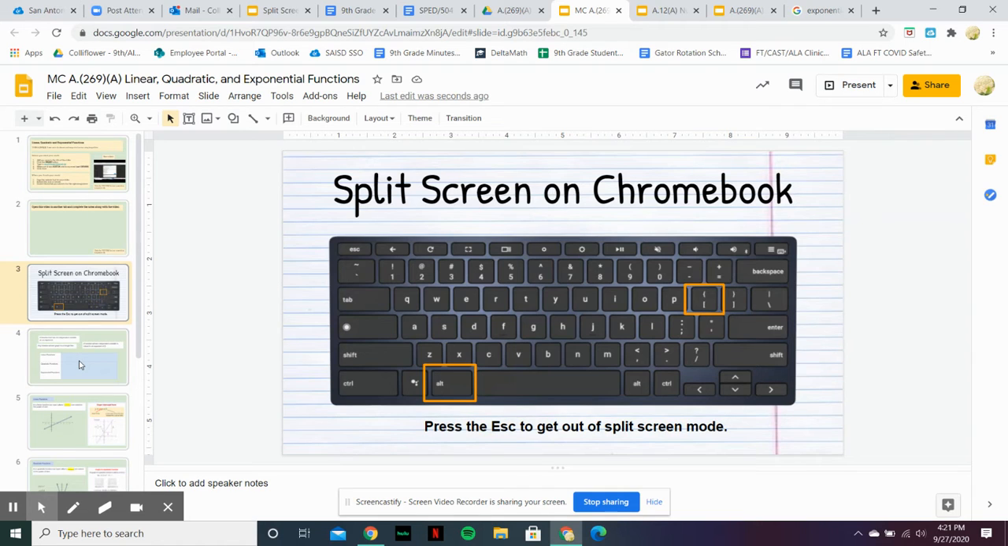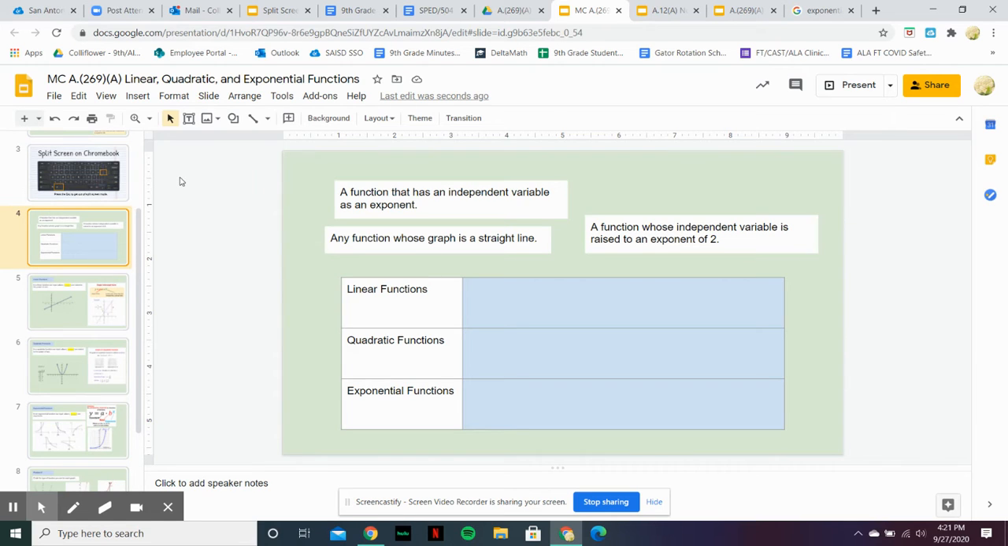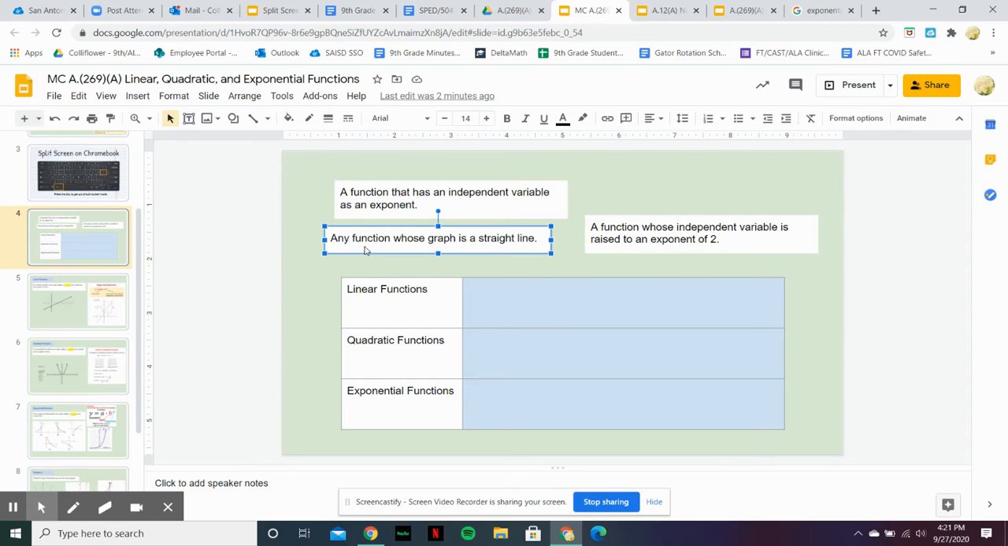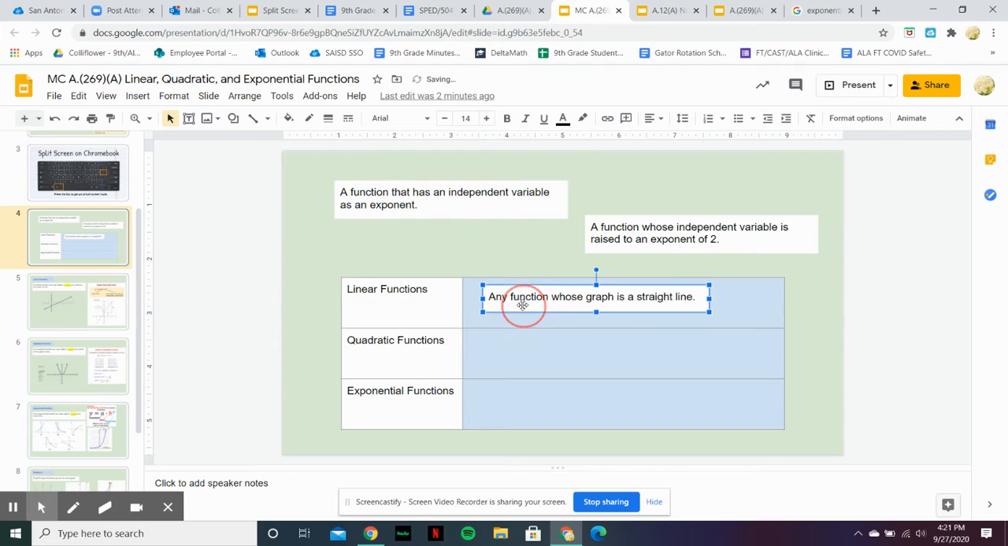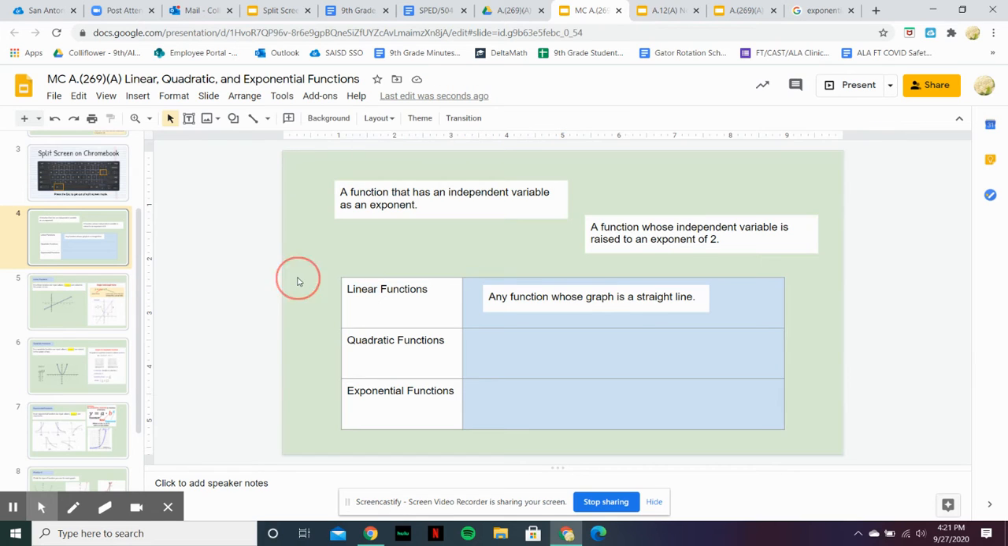functions. So let's get into this deck of slides. It's very short. The first thing we're going to look at are the definitions of these functions. And we have these three boxes that we're just going to click and drag into the right places. So first we have a linear function, and a linear function is any function whose graph is a straight line. And so the best way to think about that is linear has the word line in it. So we know that that one is a straight line.